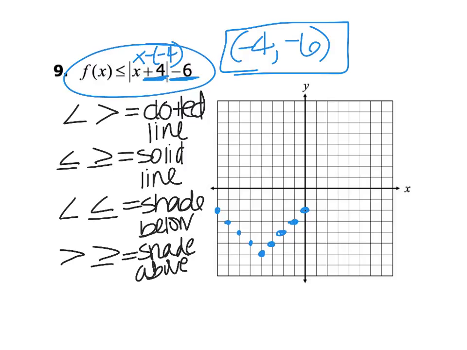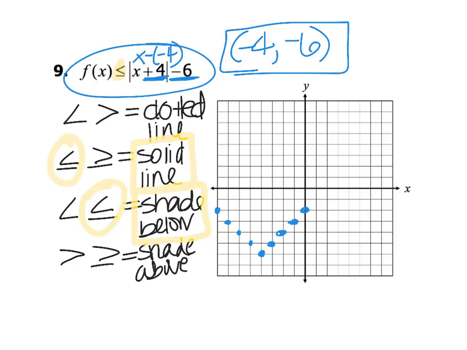Now because it is less than or equal to, we know, oops, I didn't want it to overlap that. Let's see if I can change that a little bit. Nope. Okay, well, I'll just circle it. So we want less than or equal to, so it's going to be a solid line. And then, less than or equal to, so we know we're going to shade below. All right, so we want a solid line and we're going to shade below.